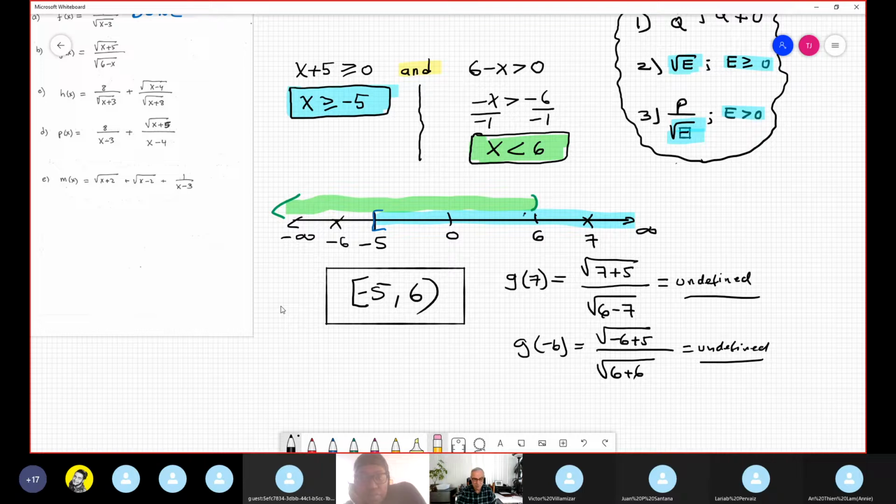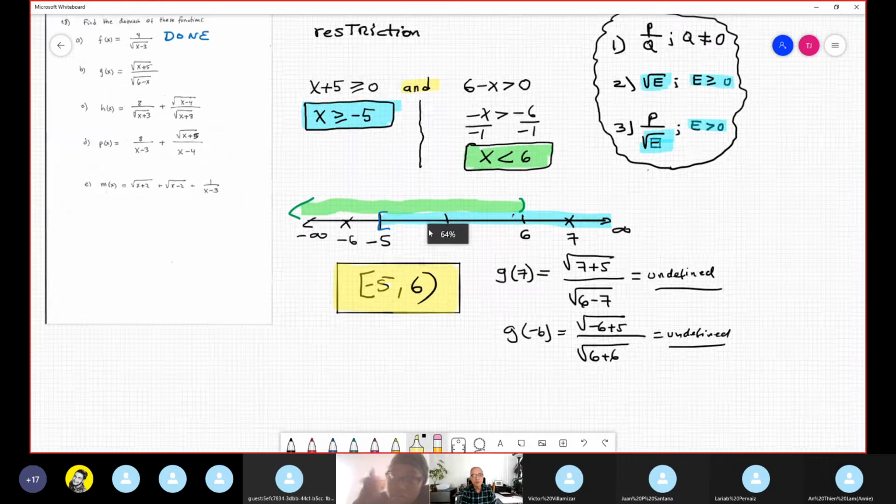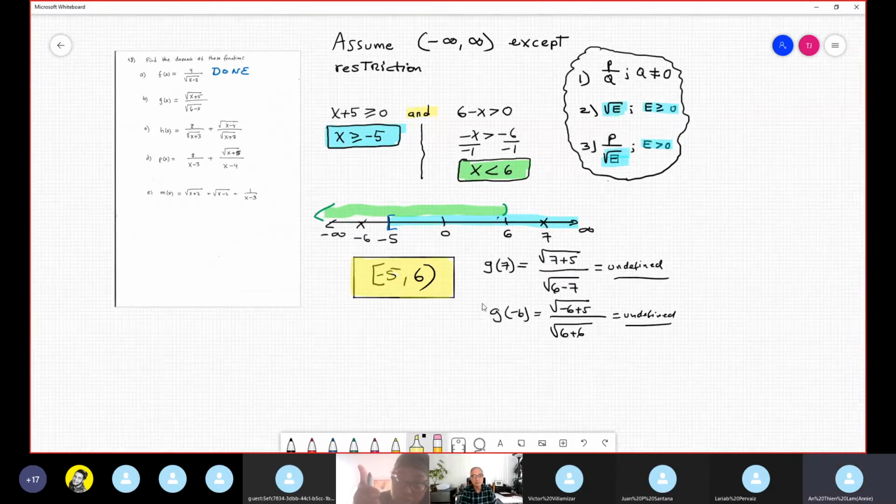Any question? This is our domain. Super clear? Or very confused? Can you please explain again the undefined? Why is it undefined?